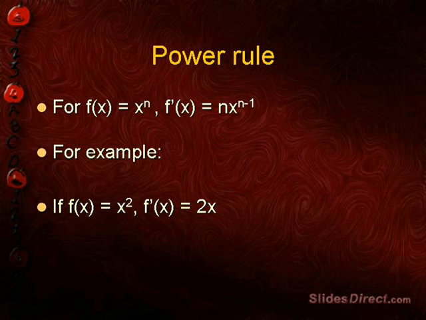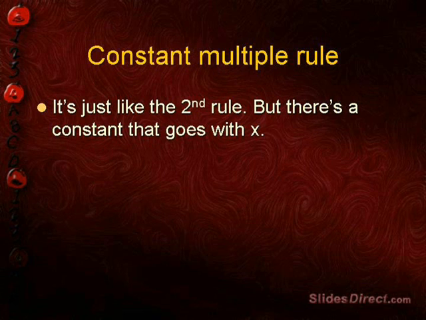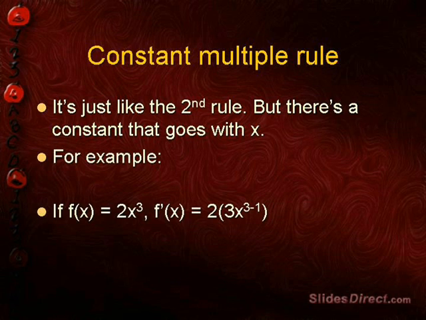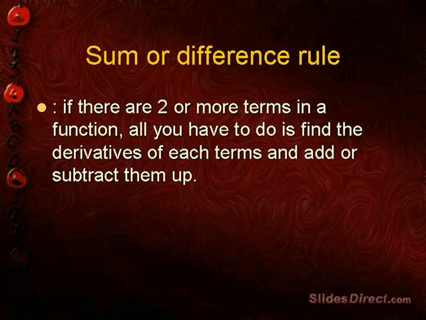Get it? Next, the constant multiple rule. It's just like the second rule, but there's a constant that goes with x. In this, you still find the derivative of x, but you won't touch the constant. For example, if f of x equals 2x cubed, f prime of x equals 2 times the quantity 3 times x raised to 3 minus 1. Simplified, it's 6x squared.